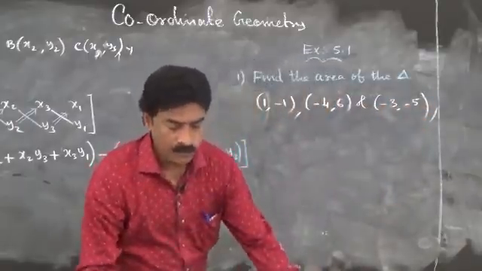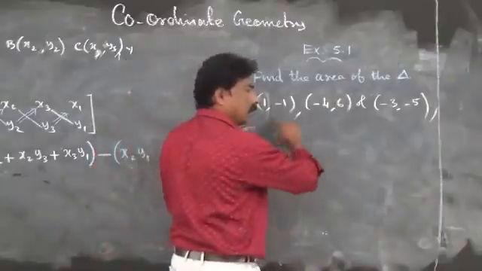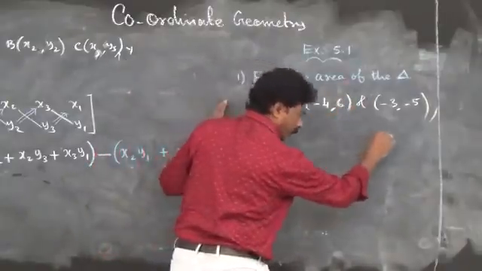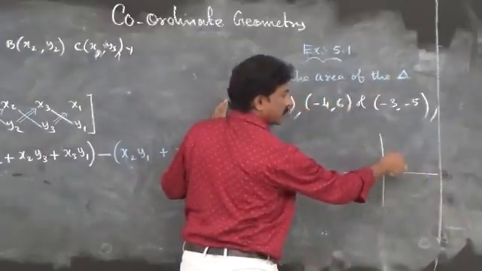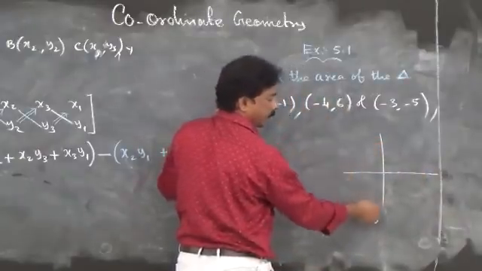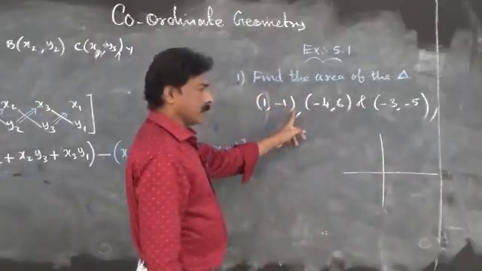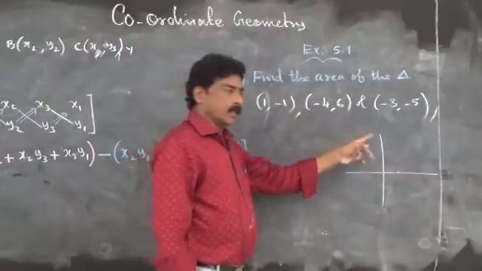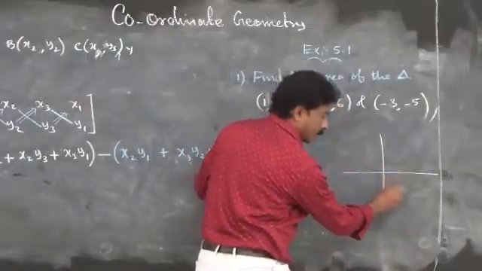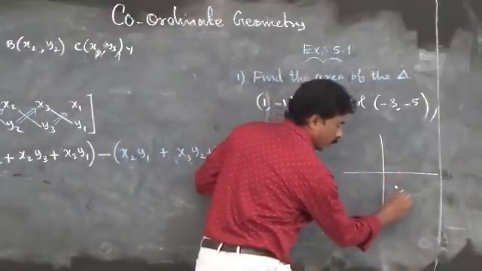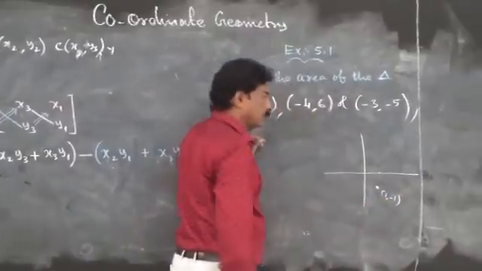I already told you, first plot the points. They are not given as A, B, C and all. First plot the points, just a rough diagram. We know x-axis, positive x, positive y, negative y. 1, comma, minus 1. X is positive, y is negative, so that is in the fourth quadrant. 1 more or less here, minus 1. So just plot the point 1, comma, minus 1.